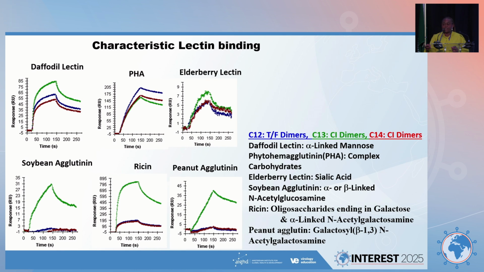But when you characterize the binding to phytohemagglutinin, PHA, which is a complex type glycan binding lectin, you realize that the transmitter founder binds higher. This is using surface plasmon resonance binding. And then you could see that the transmitter founder has more complex glycans than the chronic infection.